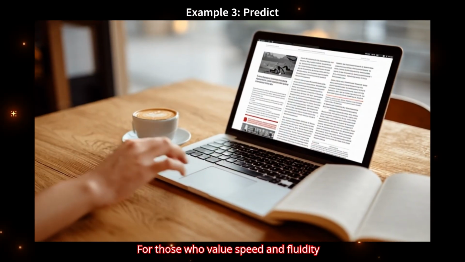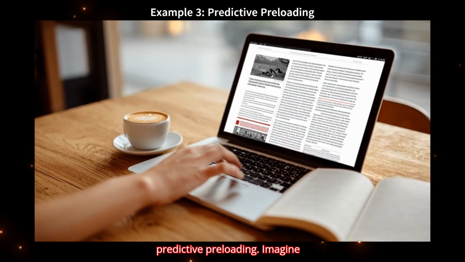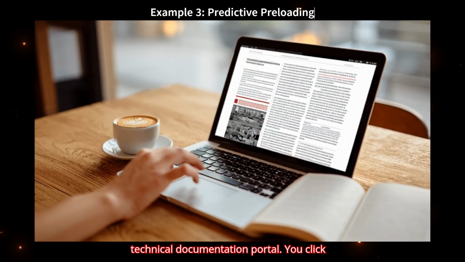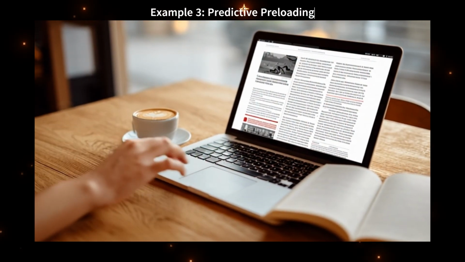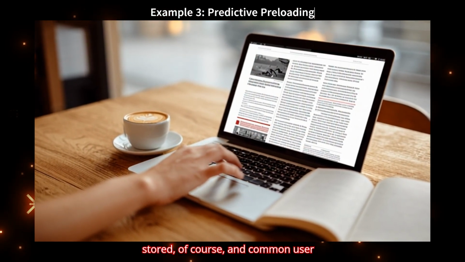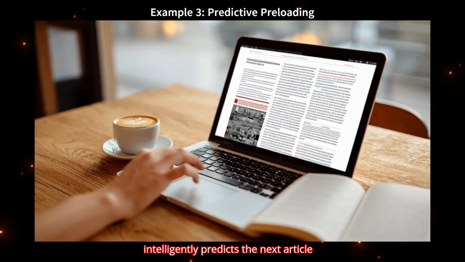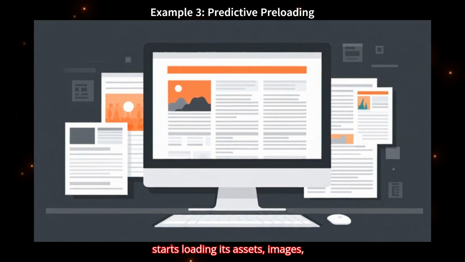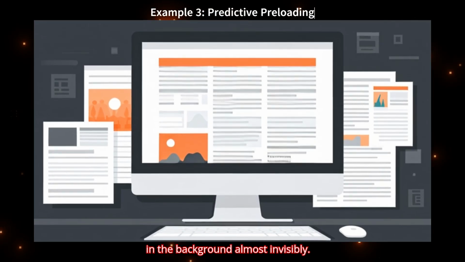For those who value speed and fluidity above all else, consider predictive preloading. Imagine you're on a popular news website or a technical documentation portal. You click on an article, and as you begin to read, an Edge AI model living in your browser analyzes the current article's keywords, your past reading history, locally stored, of course, and common user journeys within the site. It then intelligently predicts the next article or page you're most likely to click and starts loading its assets, images, JavaScript, even partial HTML in the background, almost invisibly.